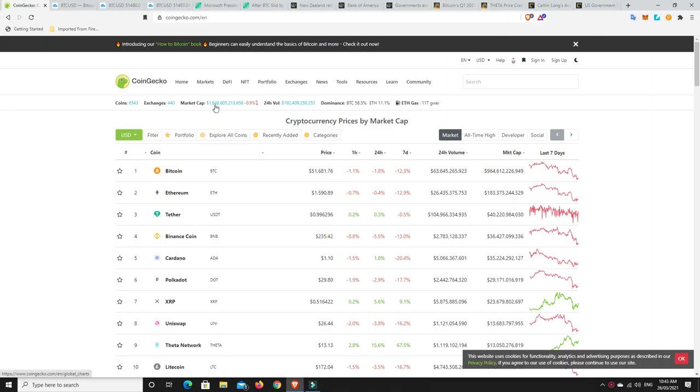But alright, market cap is under 1.7 trillion, so now below $1.65 trillion. So it definitely continues to slide. BTC dominance 58%, ETH dominance 11%, and gas around 111. And we can see again there's a bit of a mixed bag here. There's red and there's green in there. When we look over here, it looks very, very red.